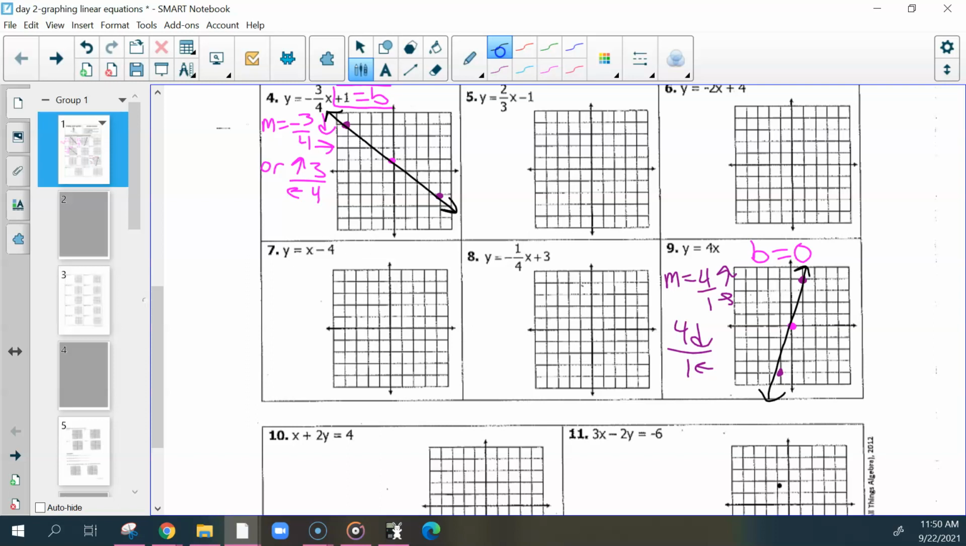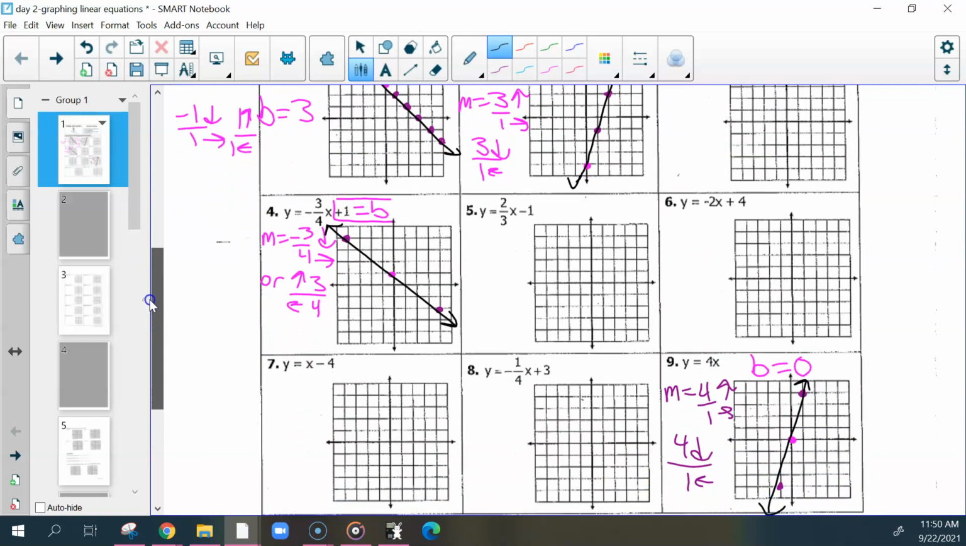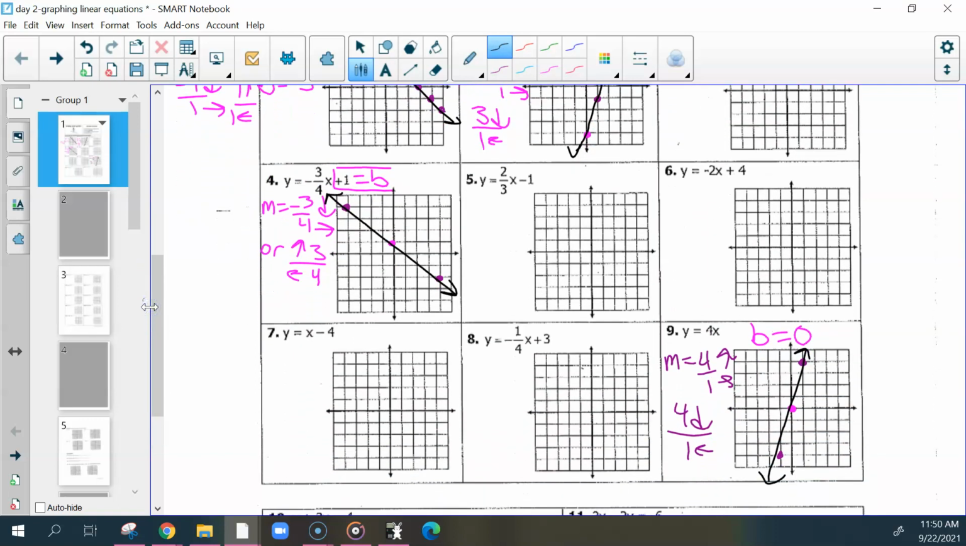I'm going to give you 5 minutes, and maybe I need to take longer, to do the remaining 5 problems. So 3, 5, 6, 7, 8, and then we'll come back and we'll talk about this.